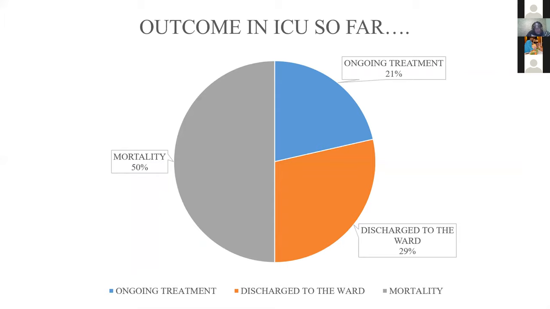Our outcome so far, unfortunately, we've had 50% mortality, but on the brighter side, we've had 29% of our patients actually discharged to the ward and then home. We have about 21%, that is about three patients, currently ongoing. Care is ongoing in the critical care. The 29% represents about four of our patients.